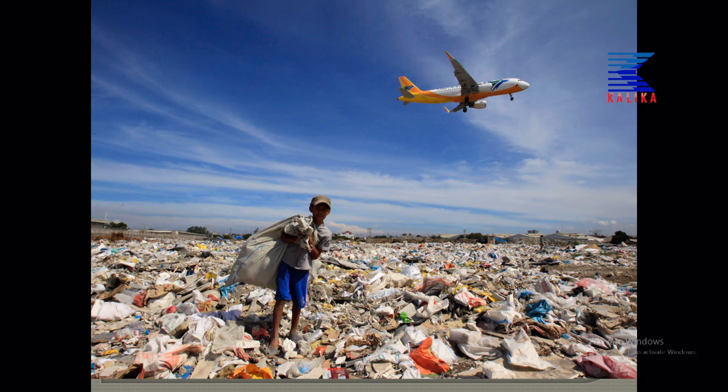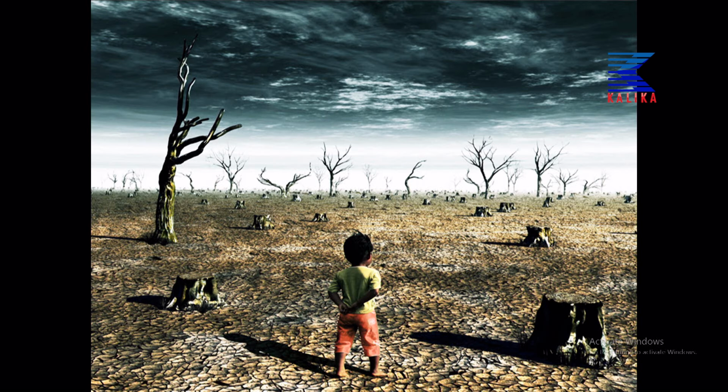So climate change: the aeroplane flying, and a huge pile of trash, a boy just collecting some of the things, possibly recyclables, out of the big pile of trash. So have a look. The trees are cut down, and some of the trees are dead. It's a symbolic picture to some extent. A little boy just stepping forward, and I don't think he has got some sort of hope because we spoiled the planet.